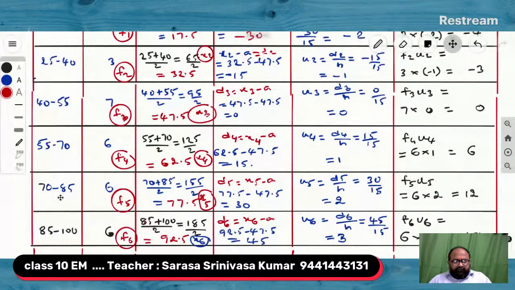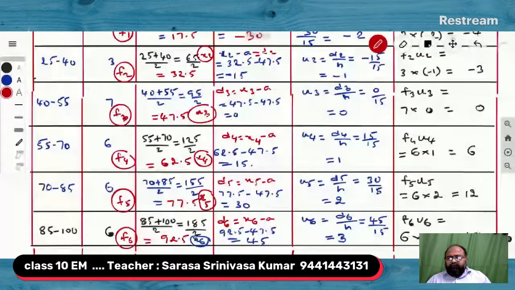Next, we consider class interval 70 to 85. We find class marks by upper limit plus lower limit by 2. 70 plus 85 by 2 equal to 155 by 2, that equals 77.5. So x5 is 77.5. Now we consider the class interval 85 to 100. Lower limit plus upper limit by 2. 85 plus 100 by 2 equal to 185 by 2. So we get 92.5. This is x6.